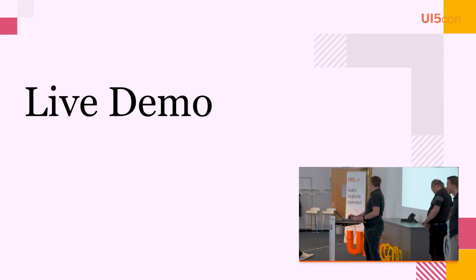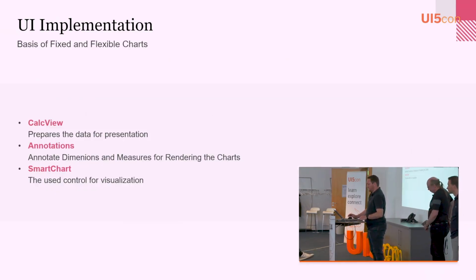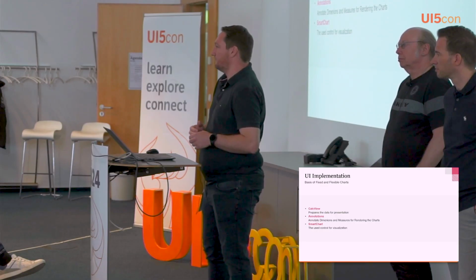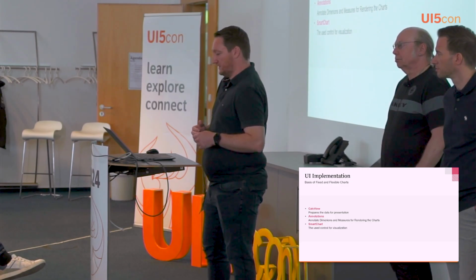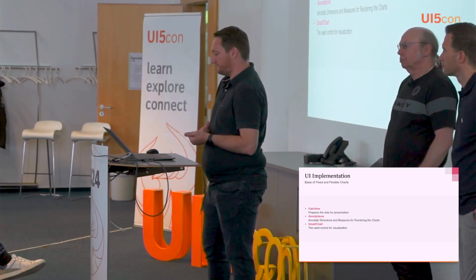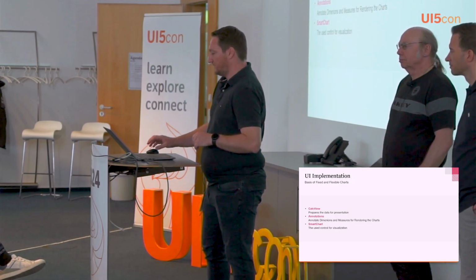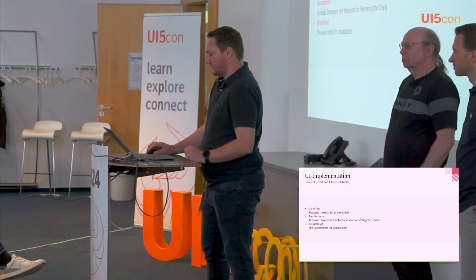Then I will show you how we implemented this. First, for the fixed and flexible charts, we used a calc view, which prepares the data for the smart charts. And we annotated it with the dimensions and measures to be able to automatically render the smart charts. And that's the basis we used. Then we'll quickly show a little example.